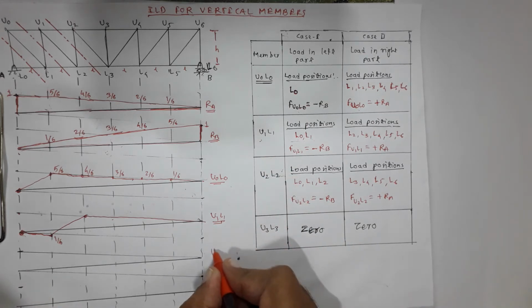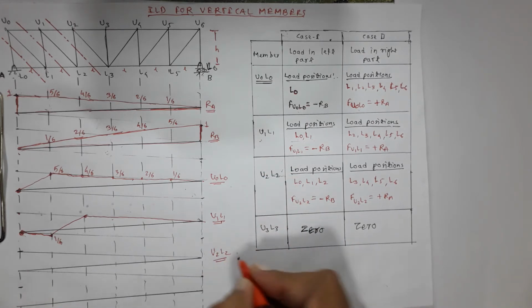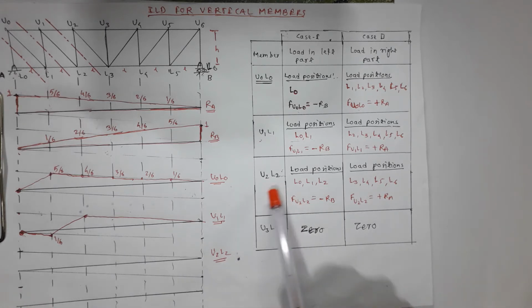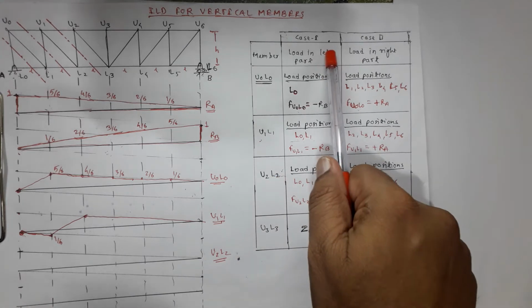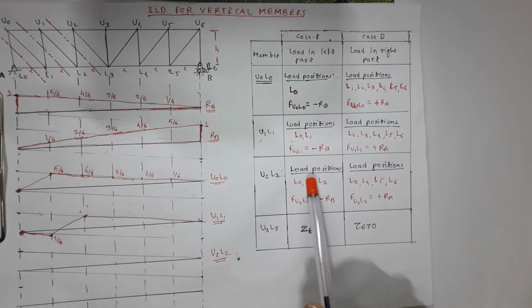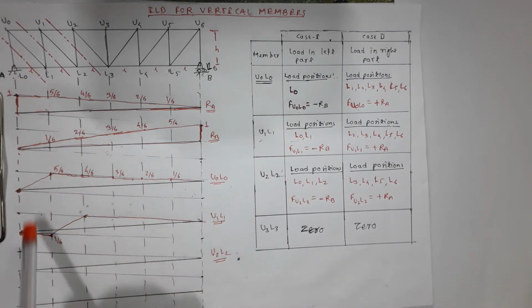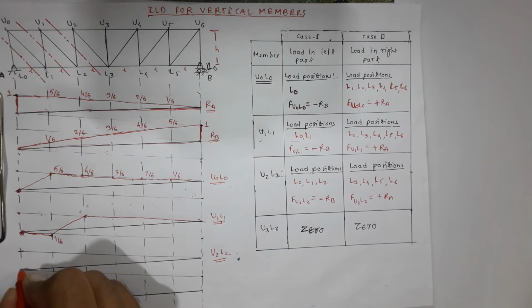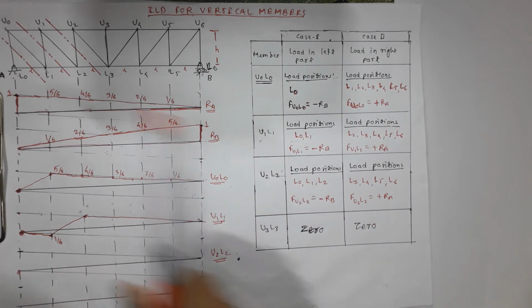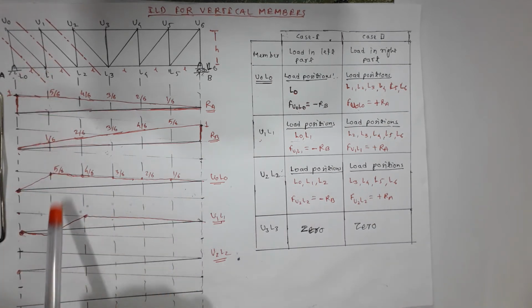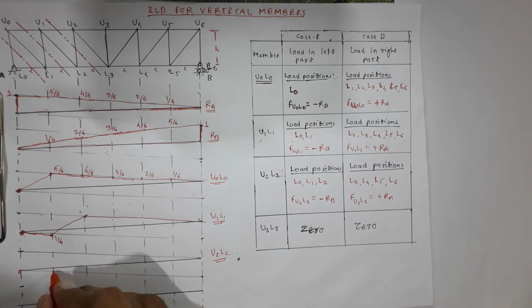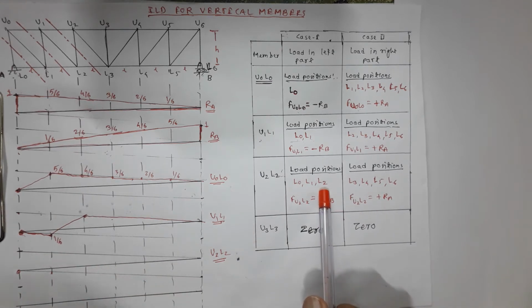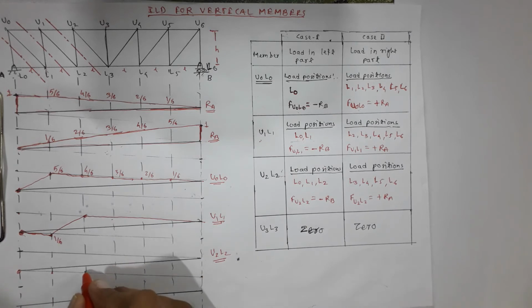Now when you want to draw the ILD for U2 L2, a similar procedure can be used. For U2 L2, the load is in the left part, load positions are L0, L1, L2, and FU2 L2 is minus RB. So when the load is at L0, the value of RB is 0. When the load is at L1, the value of RB is 1 by 6, but it is to be plotted on the negative side. When the load position is L2, it is 2 by 6. So it should be plotted below the baseline.